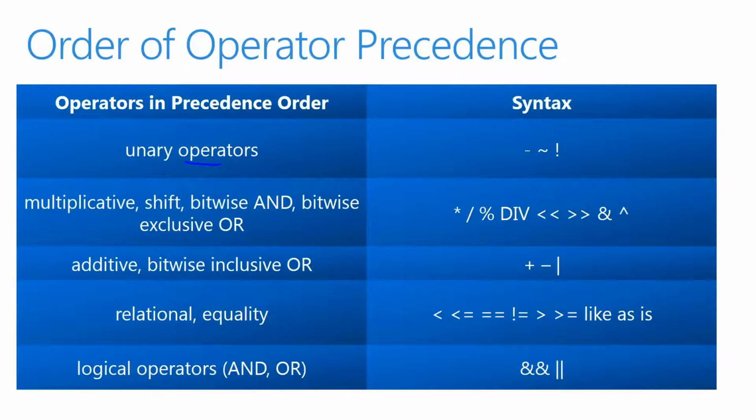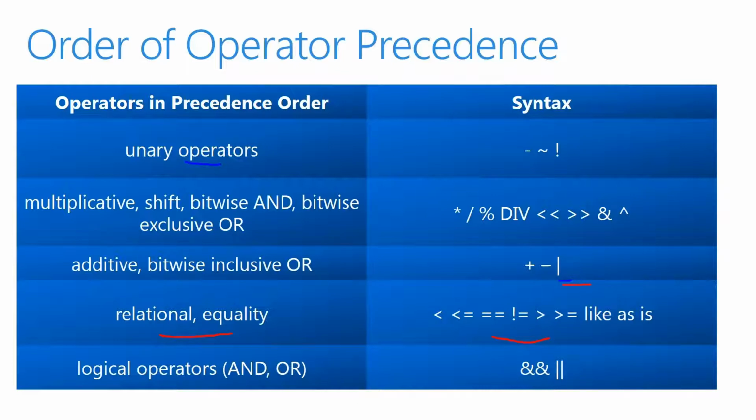The third order of operation is additive, which is subtraction and addition, or the bitwise binary inclusive or, which is represented by the single bar, as we can see here. The fourth thing to be executed is the relational or equality operators. Those things are like greater than, less than, equal to, or the not equal to symbol, which we see over here on the right-hand side.